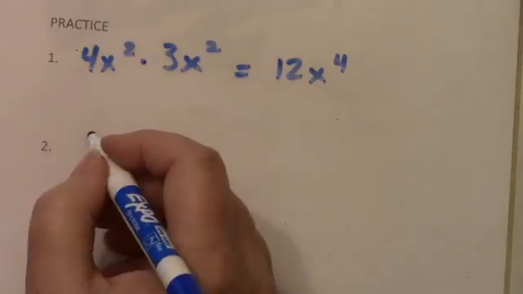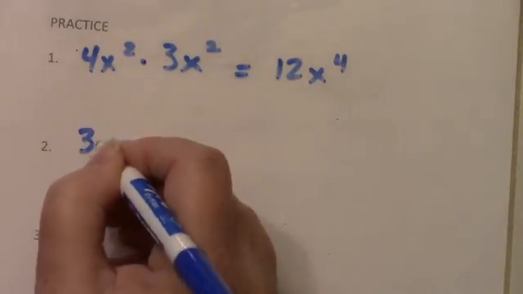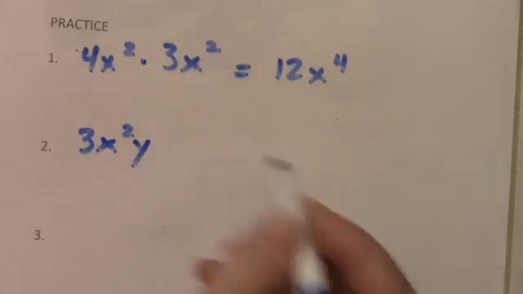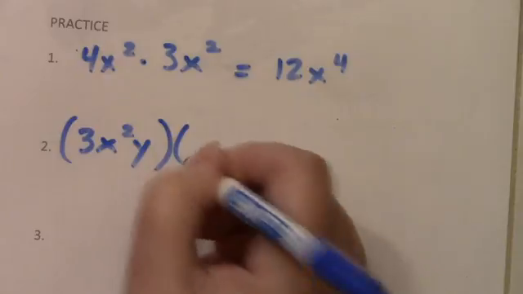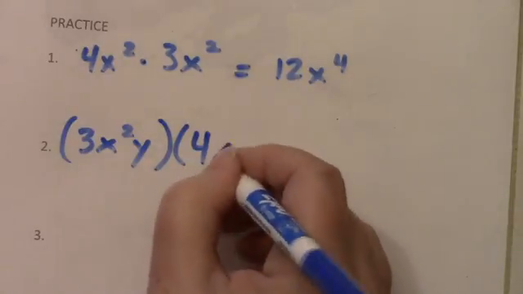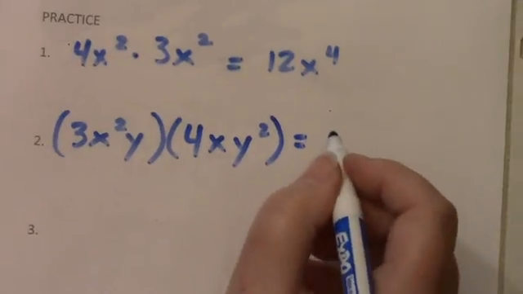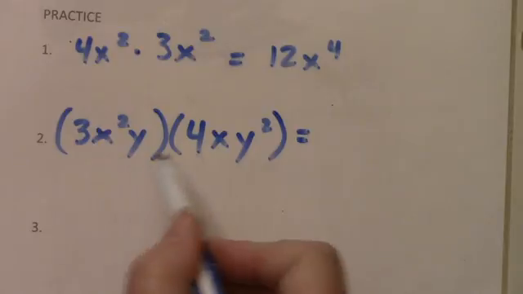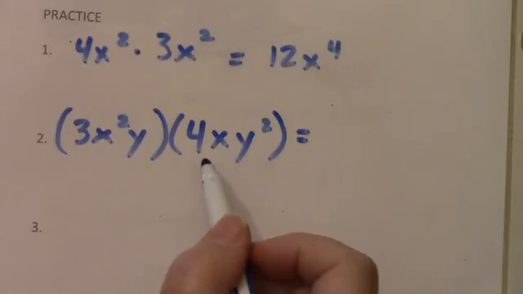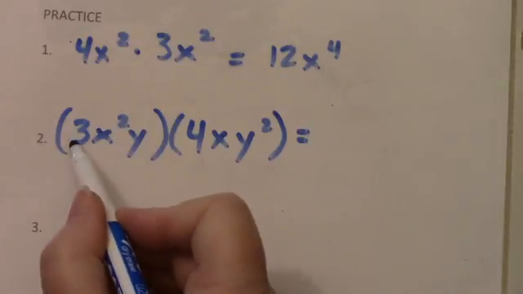And what if I have 3x squared y times 4xy squared? Now, at first we might think, oh, I can't do that because these aren't like terms, but that's only true in addition and subtraction. I'm multiplying, so I apply the same rules.